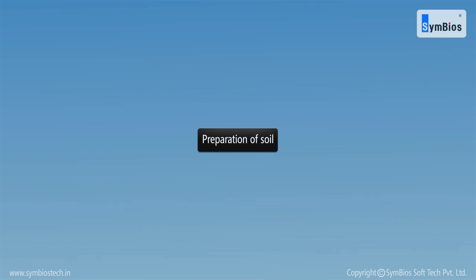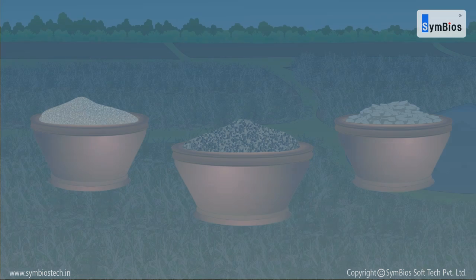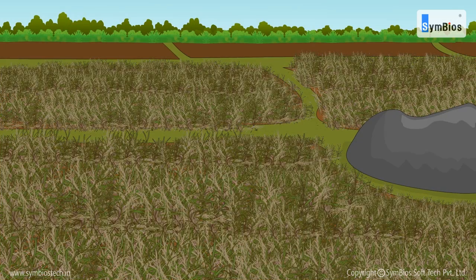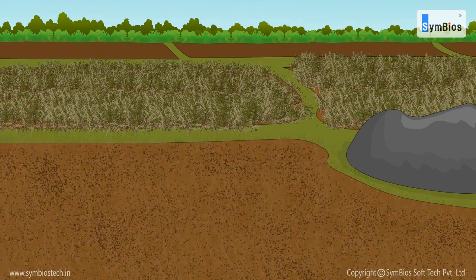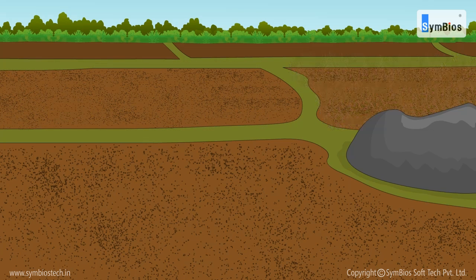Preparation of soil is a very crucial step. Choose a location that receives maximum sunlight. Check the type of soil, whether it's clay, sandy, etc. Remove weeds, grasses, vines, etc., as these plants absorb the nutrients from the soil which are meant for the crops.